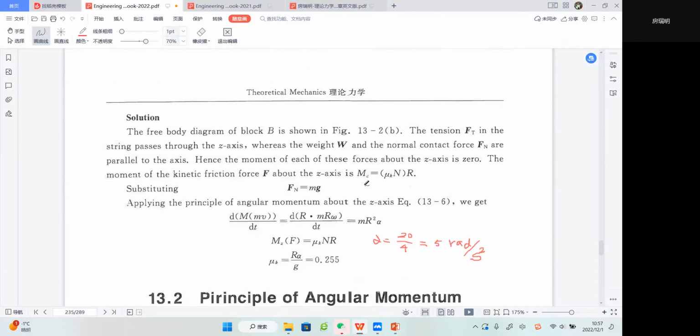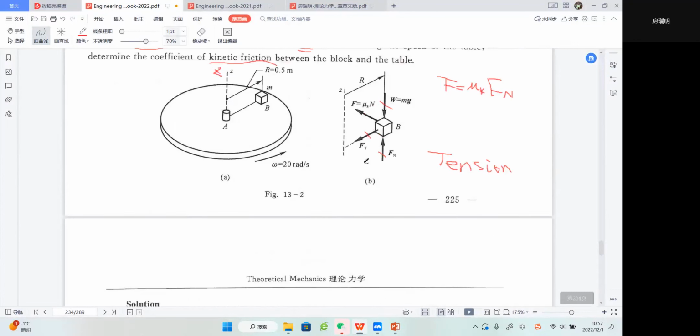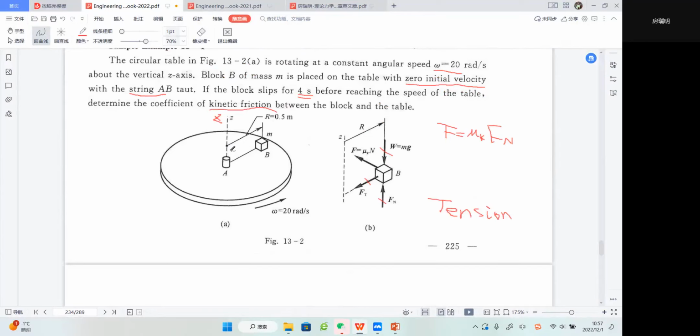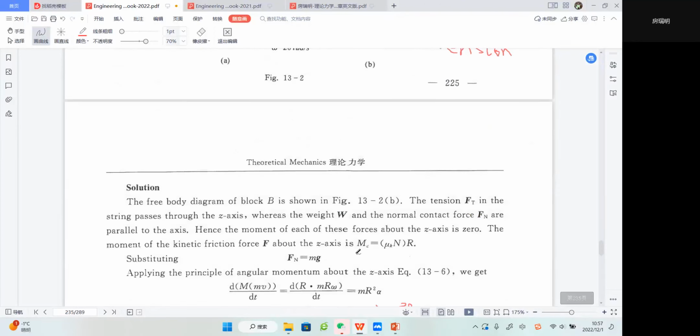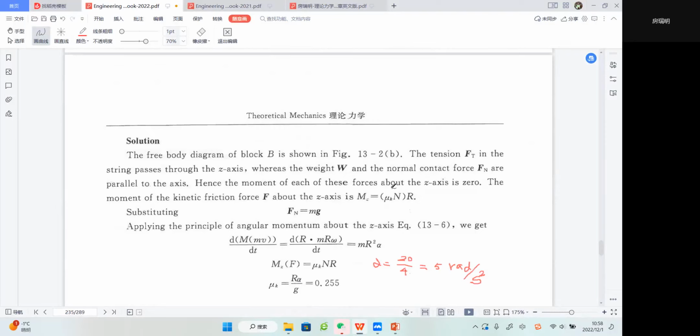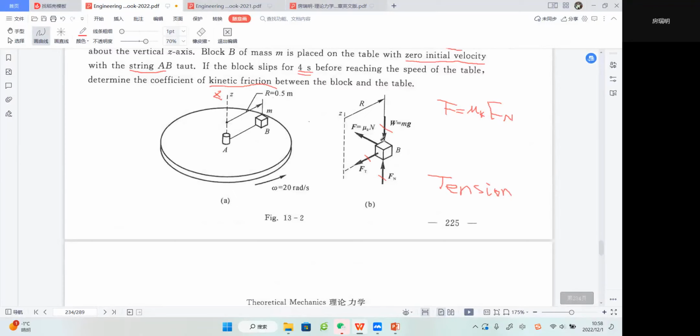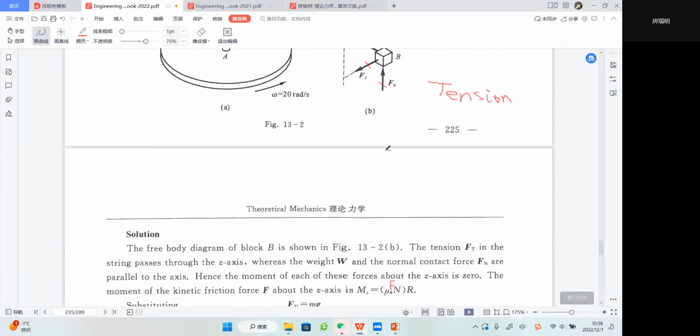So we will have Mz. This force has a moment about the z axis. It's very easy to calculate because this direction and this direction are perpendicular to each other, so the distance from this one to this one is just r. So our Mz is mu k N r, right? Here N we can also write as Fn, and we can easily find that Fn equals mg, because this direction never has any acceleration.